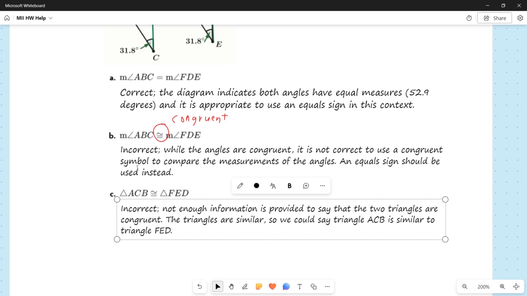And that second sentence is extra. So if you didn't recognize that these are similar triangles, or if you didn't say it in your answer, you don't have to say it here for C. I just wanted to throw that in there, just in case anyone did in fact recognize that these are similar triangles.